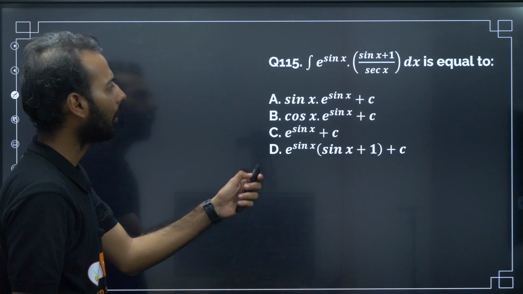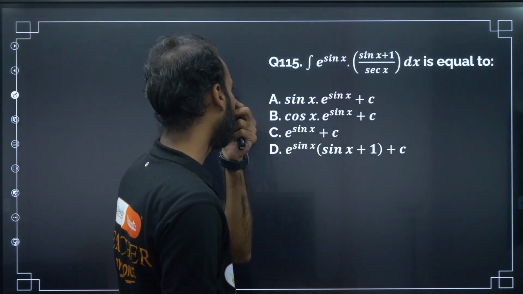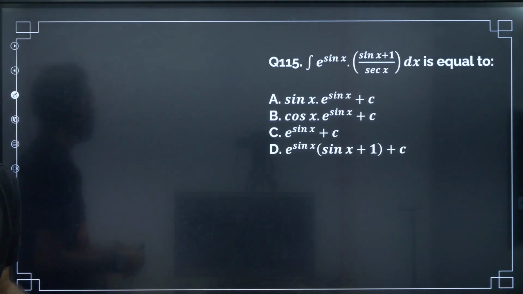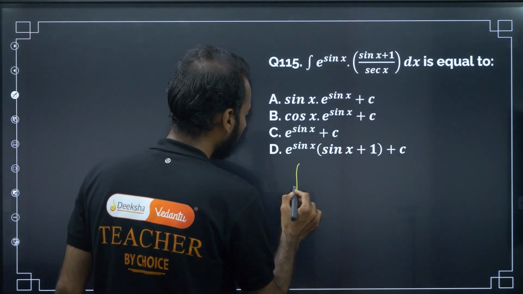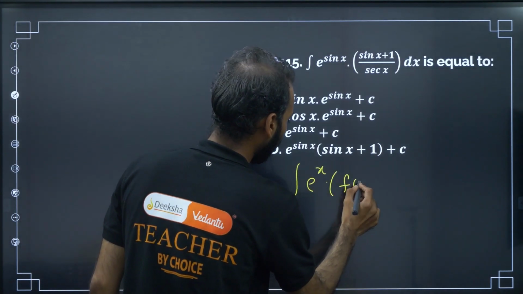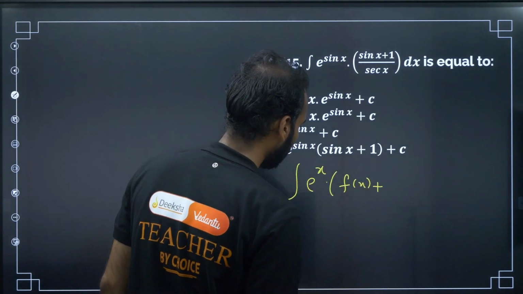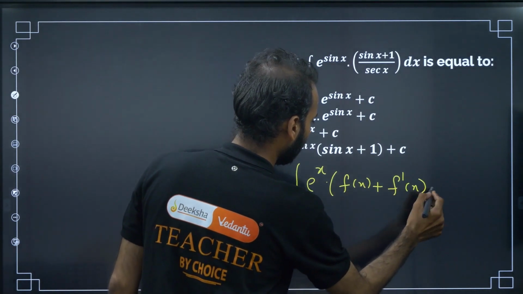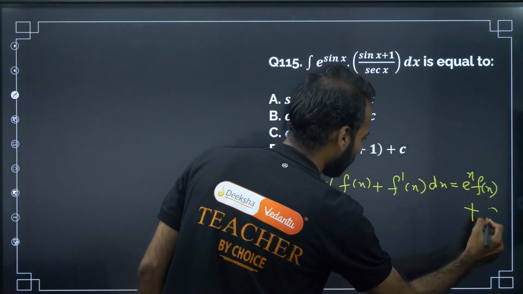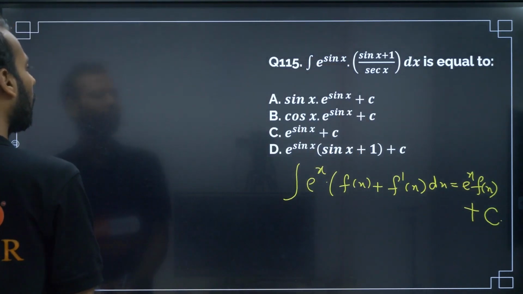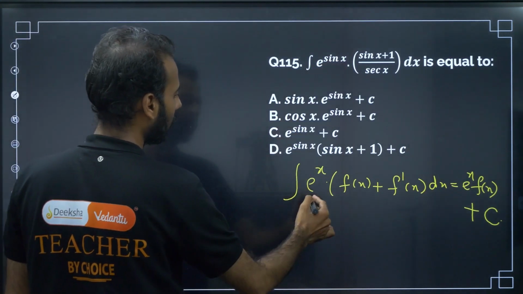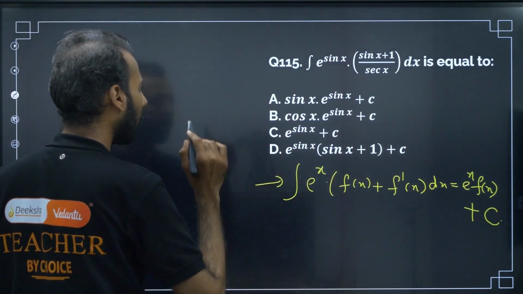e raised to sin x into x plus 1 by secant x dx. So this is in the standard form. Which standard form? Standard integrals, anyway you have to remember. What is that standard integral? Integral of e raised to x into f of x plus f dash of x dx is equal to e raised to x f of x plus c. Whenever e raised to x comes, this standard formula should come to our mind.